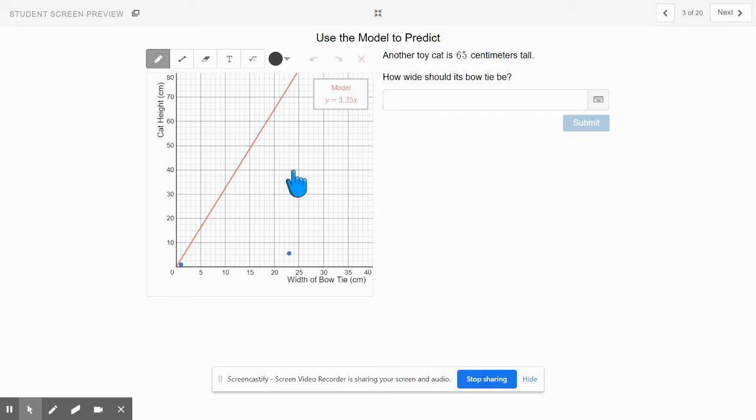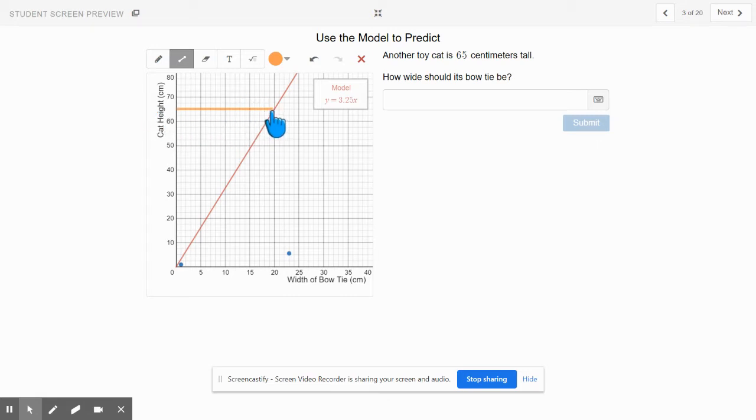All right, use the model to predict. Now we have a model here. We have a linear model, a line, a straight line of what they're predicting for the cats. Now, it says another toy cat is 65 centimeters tall. How wide should its bow tie be? I'm going to use my straight line tool, and I want you to see this. 65 would be centimeters tall. That's up here. In between 60 and 70, isn't that where 65 would be? So I'm going to do a straight line tool. That's where 65 is, right here.